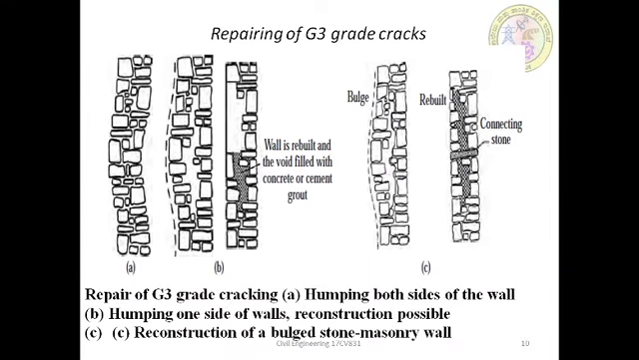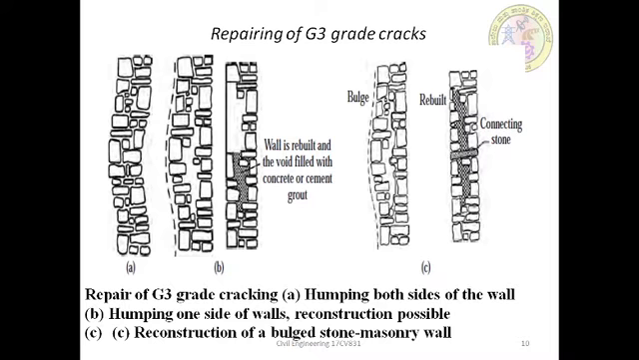Such repairing is not feasible. So in a second case, total reconstruction may be avoided by removing only the bulged side of the wall, rebuilding the wall and filling the voids with concrete or cement grout.